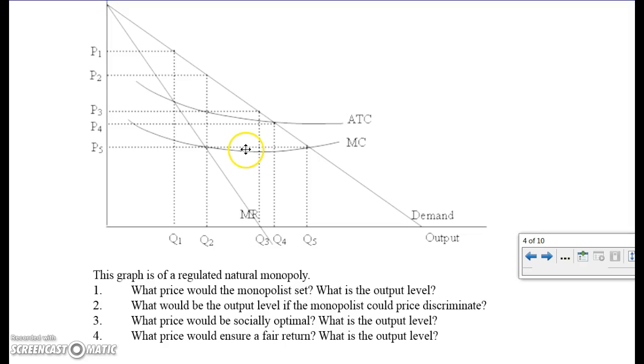What would be the output level if the monopolist could price discriminate? We want to look for where marginal cost crosses the demand curve, because they produce the allocatively efficient level. So we don't ask in this question, that's Q5 by the way, what they would charge, because they would charge every customer a different price.